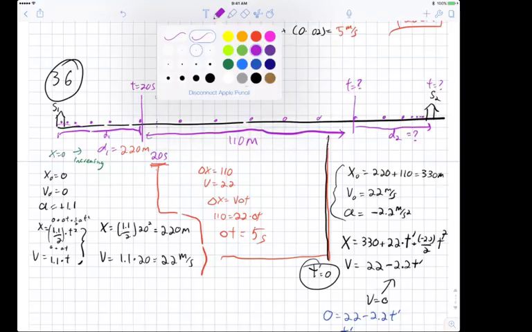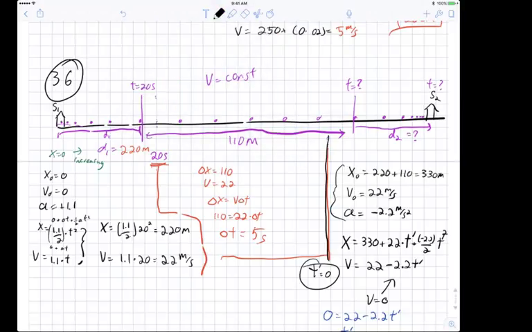So what you need to do is, you know the acceleration here is in this direction, and you know how big the acceleration is. And you know in this part the acceleration's in that direction, and you know how big it is there. It's 1.1 on this side, and it's 2.2 over here.